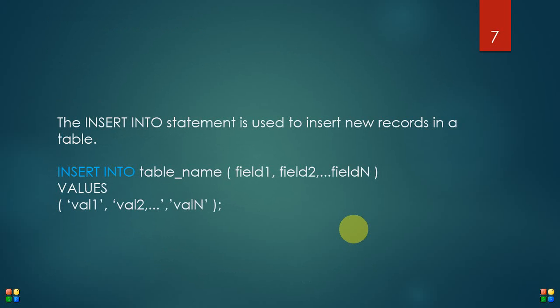And the next is to insert data into the table. How are you going to insert data into the table? For that, you'll be writing the syntax: insert into table name, field 1, field 2 till field n, and then you'll be writing the values: value 1, value 2 till value n. The insert into statement is used to insert new records in a table.